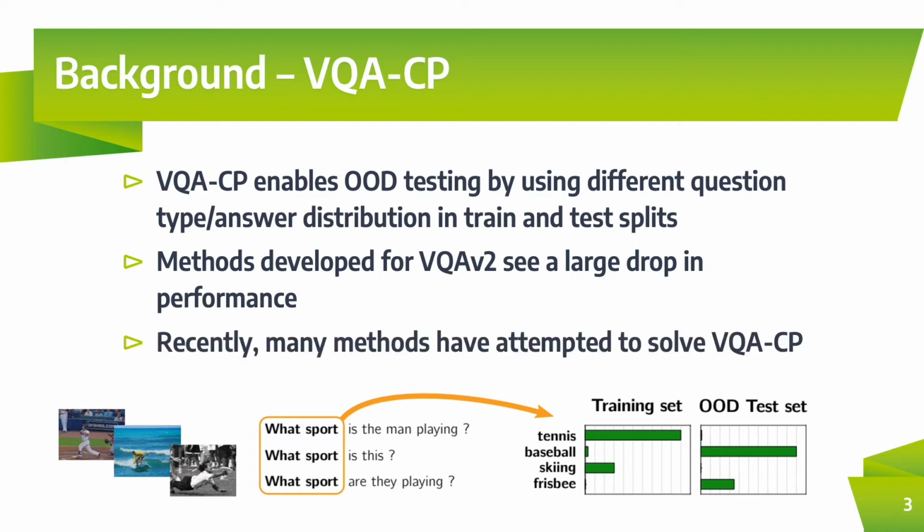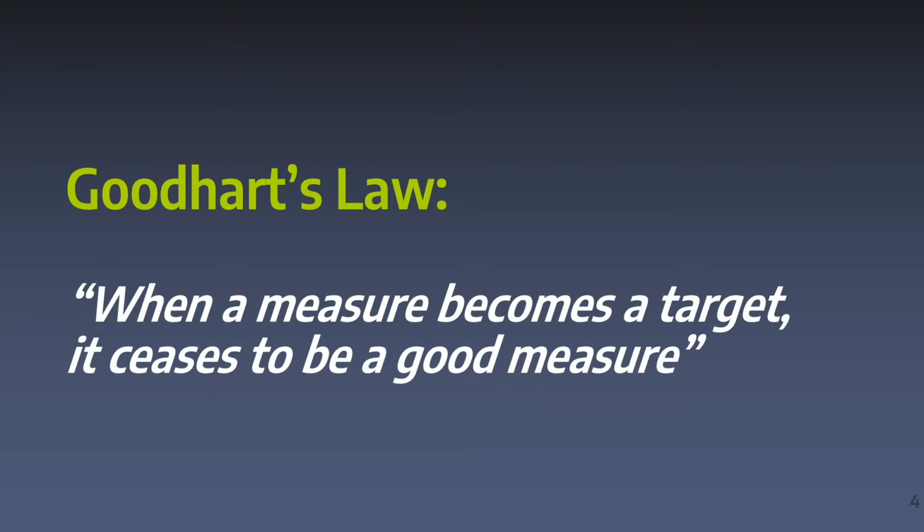Recently, a lot of new methods have attempted to solve this dataset. However, instead of treating VQA-CP as a test for generalization, these methods have sought to solely improve accuracy on the test set of this dataset. As a result, we may be witnessing an example of Goodhart's law in practice, which postulates when a measure becomes a target, it ceases to be a good measure.